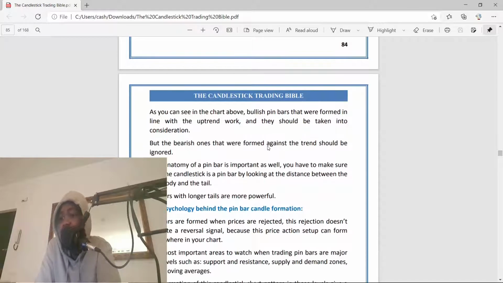So as you can see in the chart above, bullish pinballs that were formed in line with the uptrend work, and they should be taken into consideration. But the bearish ones that formed against the trend should be ignored. The anatomy of a pinball is important as well. You have to make sure that the candlestick is a pinball by looking at the distance between the real body and the tail. Pinballs with longer tails are more powerful due to the fact that sellers pushed price down so low and buyers still managed to overwhelm them.